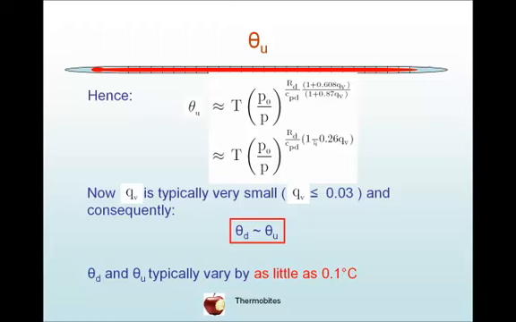Now, as we've said already, qv is typically very small. It's often less than 0.03, and so consequently the power to which we raise P0 on P is approximately equal to Rd on Cpd, which is another way of saying that unsaturated moist adiabats can be approximated to a high degree of precision with dry adiabats, and they vary by as little as 0.1 degrees Celsius. And what this means is that on an aerological diagram like a skew-T log-P or tephigram, we can approximate both dry adiabatic motion and unsaturated moist adiabatic motion using the same dry adiabats.